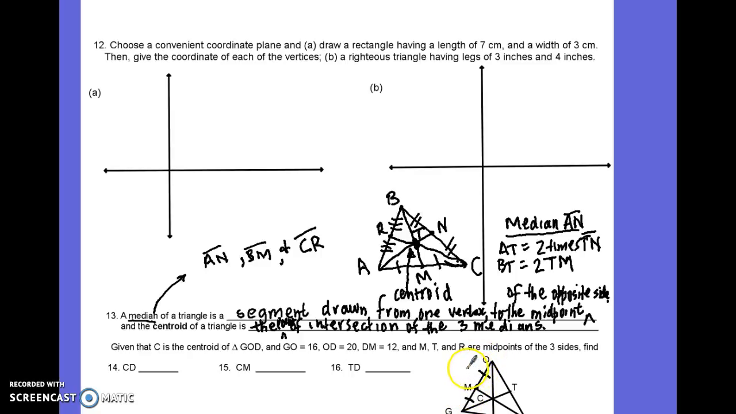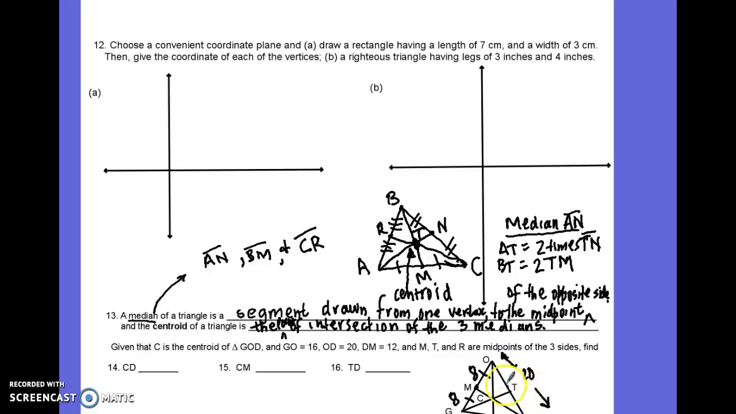And I hope you're just smiling and saying, that's too easy. Yeah, this would have to be 8. GM is 8, and MO is 8. Why? Because M is a midpoint. Okay, let's go further. OD is 20. So on this side we have OD is 20. That's the overall. The overall is 20.